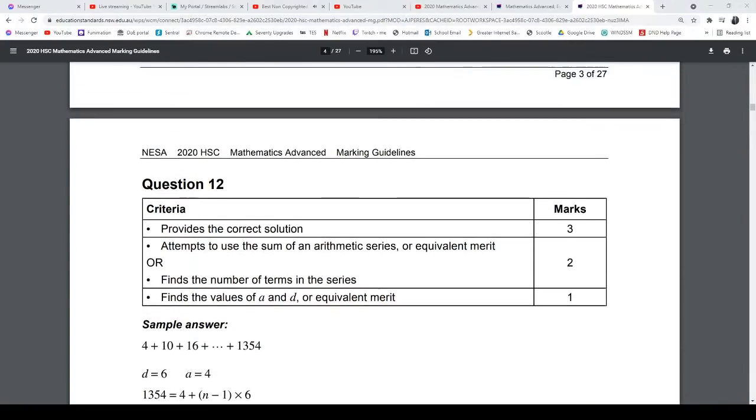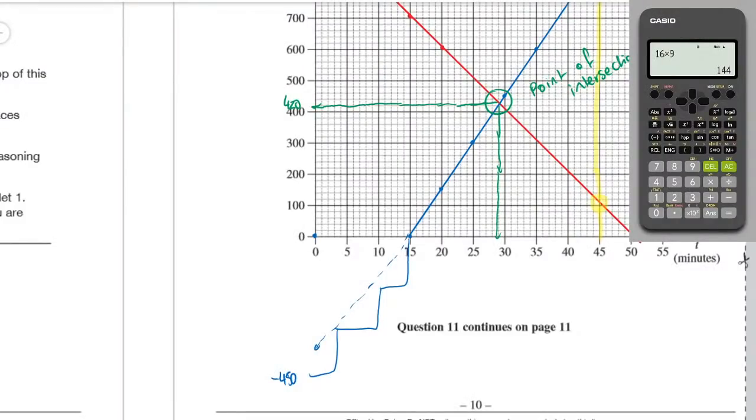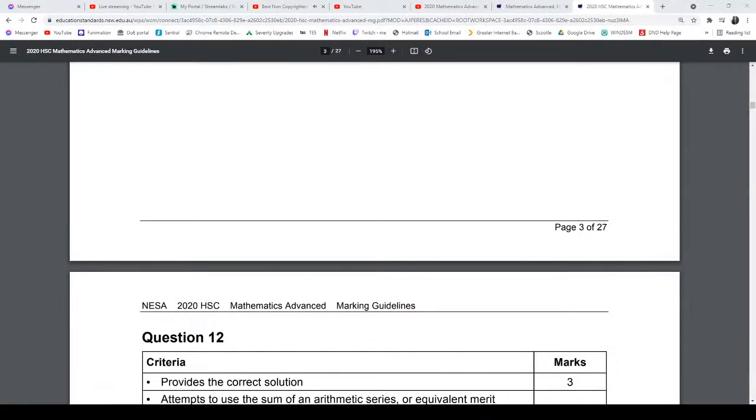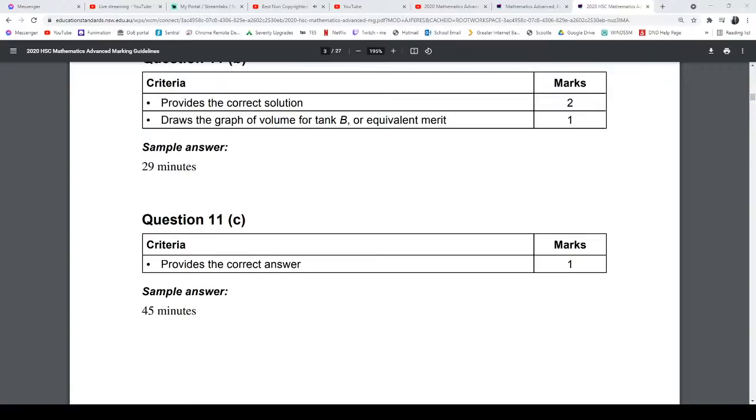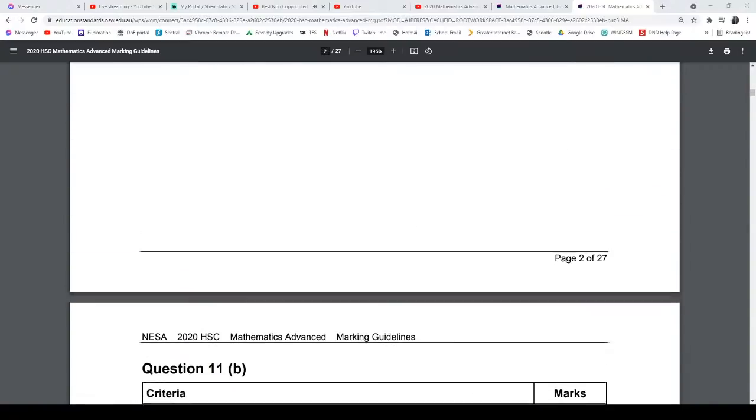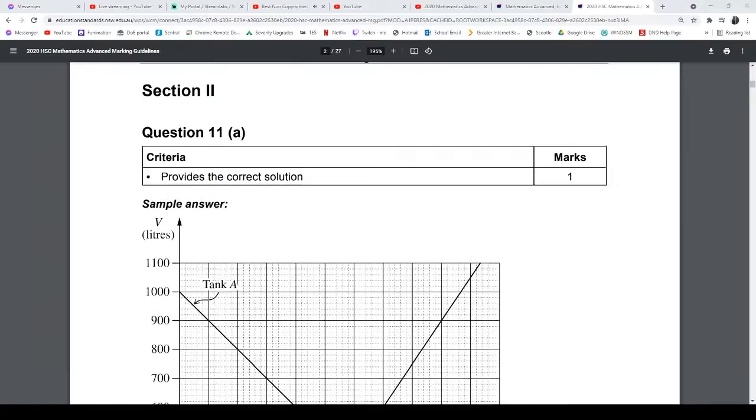So yeah, that value is not too bad. Now, part C, B, and so that was part C, B, and A. Okay, so that's not too bad.